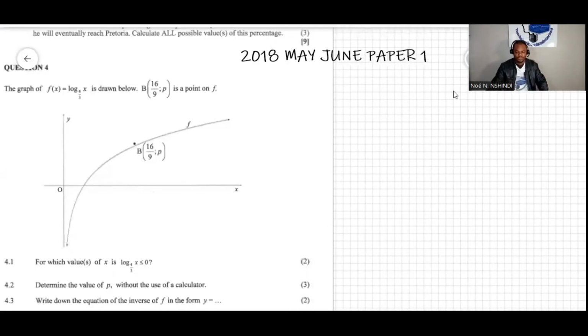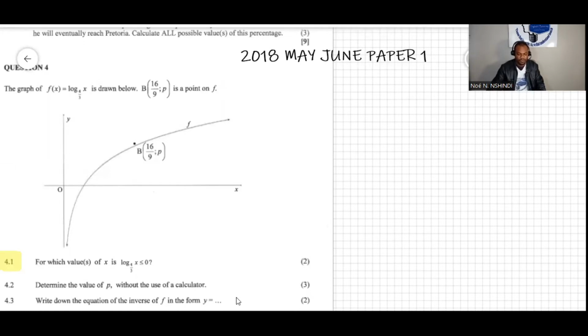Well, we have another question over here, question 4. The question says that the graph of f of x equal to log of x base 4/3 is drawn below. B is a point on f. Now, question 4.1. The question says that for which values of x is log of x base 4/3 lesser than or equal to 0. Now, I'll write the question over here.